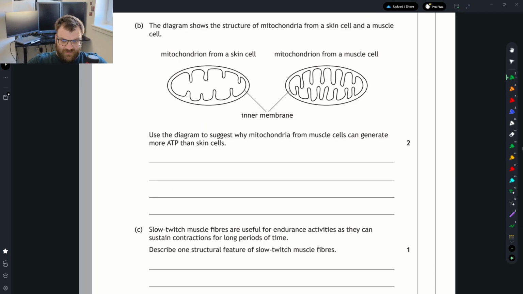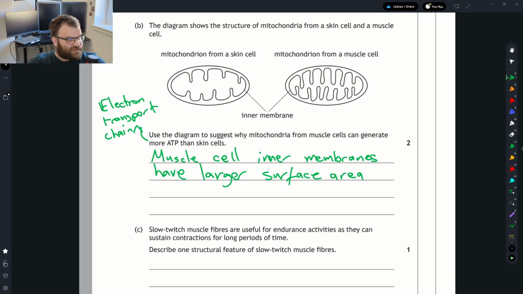Okay, next one we're asked about why different mitochondria can produce different quantities of ATP. Why can the muscle ones get more than skin cells? Looking at the differences, their membranes have more folds. There's an increased surface area for the reactions to take place. And that is to do with the electron transport chain. In order to generate the ATP, hydrogen ions are pumped across the membrane. So if we've got a larger surface area of the membrane, that means more hydrogen can be pumped across the membrane.